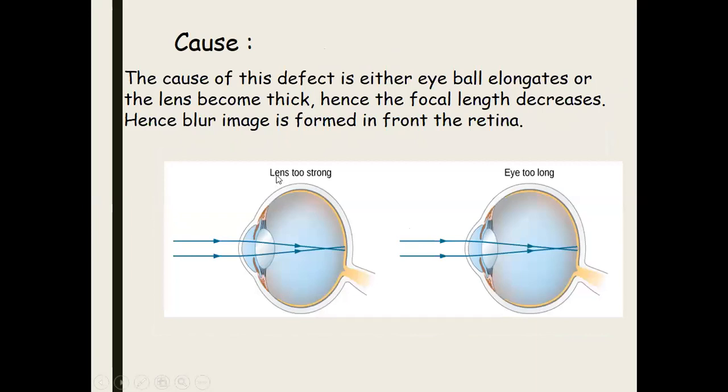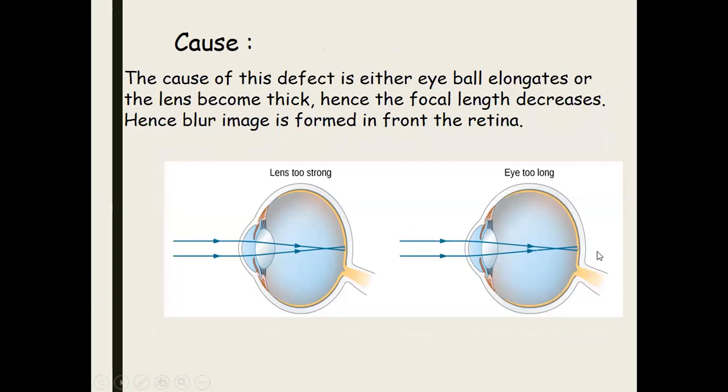Now you can see either the lens becomes too strong, meaning the lens becomes thick, and a thick lens has a shorter focal length. So instead of converging the rays on the retina, they converge before the retina.